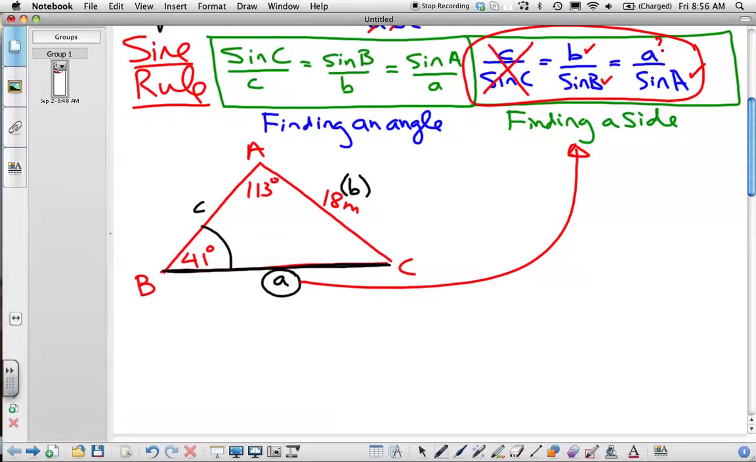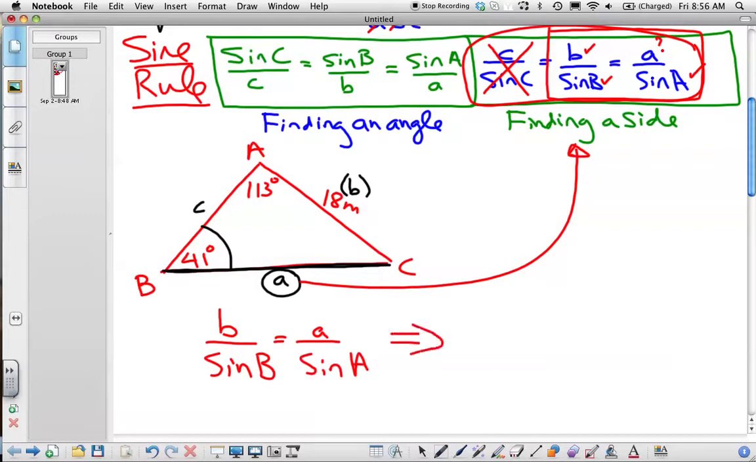So this section here will be the one that I'm going to use, so I can write that in. I've got b over the sine of B is equal to a over the sine of A. I substitute my numbers in here. I'm going to put b is equal to 18 over the sine of B.